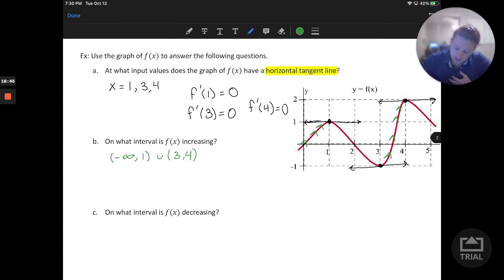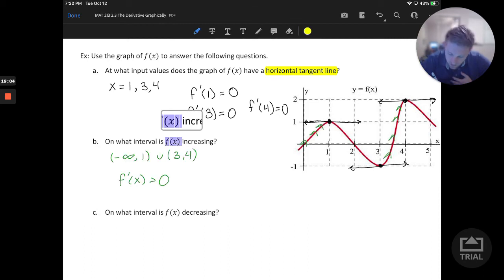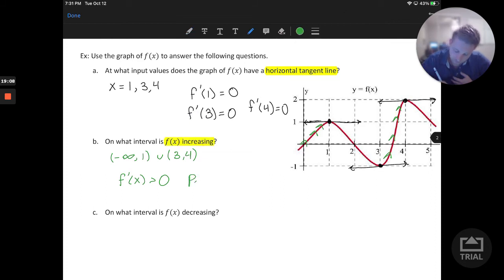To connect these two intervals, we would say this is where the derivative is greater than 0. Our derivative will be greater than 0 on these two intervals because our function is increasing. Those two things are the same: the derivative is positive, or we could say that the function is increasing. Those two things mean the same.